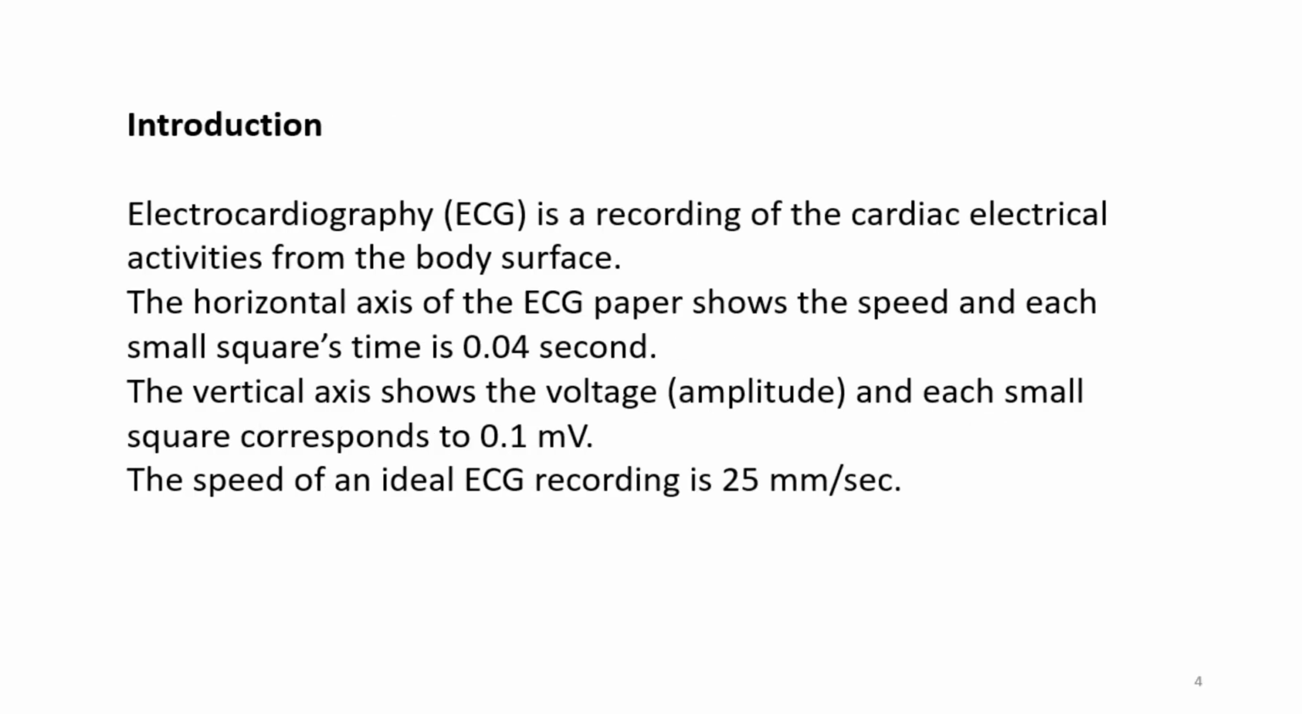Electrocardiography is a recording of the cardiac electrical activities from the body surface. The horizontal axis of the electrocardiography paper shows the speed, and each small square's time is 0.04 seconds. The vertical axis shows the voltage or amplitude, and each small square corresponds to 0.1 millivolt. The speed of an ideal electrocardiography recording is 25 mm per second.